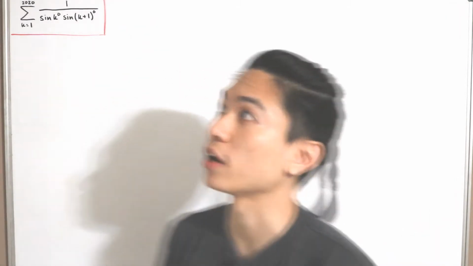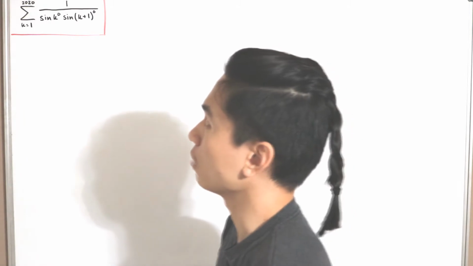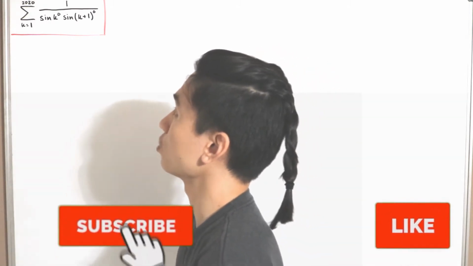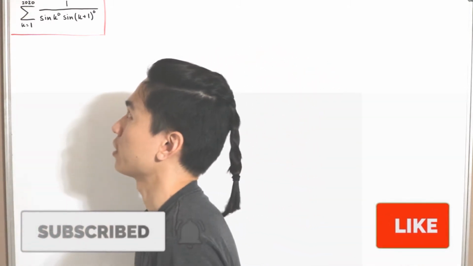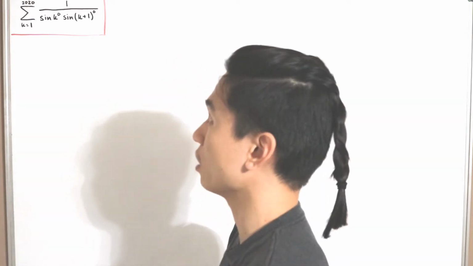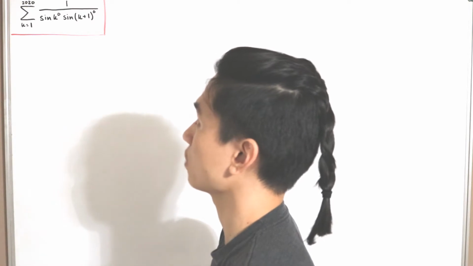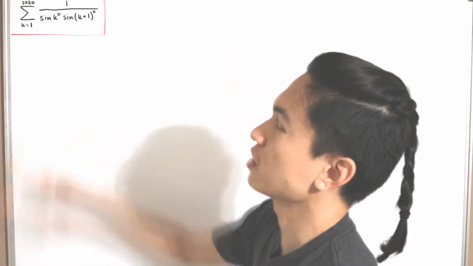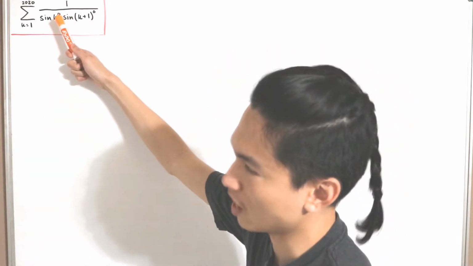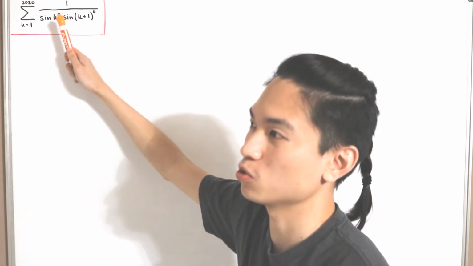So in today's video we have a partial sum of a trig function. Our partial sum, starting with index k equal to 1 to 2020, of 1 divided by sine of k multiplied by sine of k plus 1. Keep in mind the notation over here is not the exponent 0, this is actually the degrees.